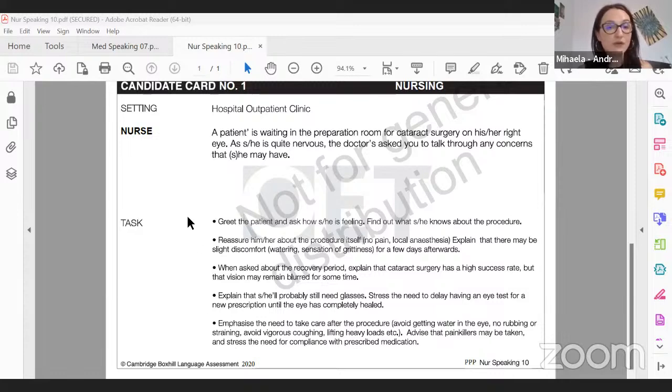Now, this is the task. So now you have to pay very close attention to the information. But since this is plenty of information here, I suggest that you focus on the verbs. What do you have to do? You have to greet the patient, ask how she's feeling, find out the procedure, if she knows anything about the procedure. Greet, ask, find out, then reassure, explain, explain something else, stress the need to, emphasize the need to take care.